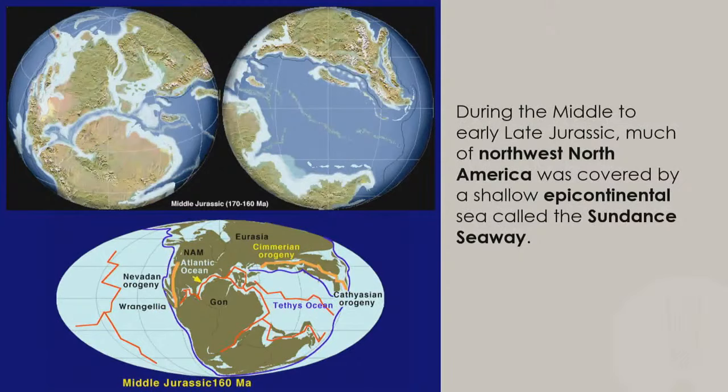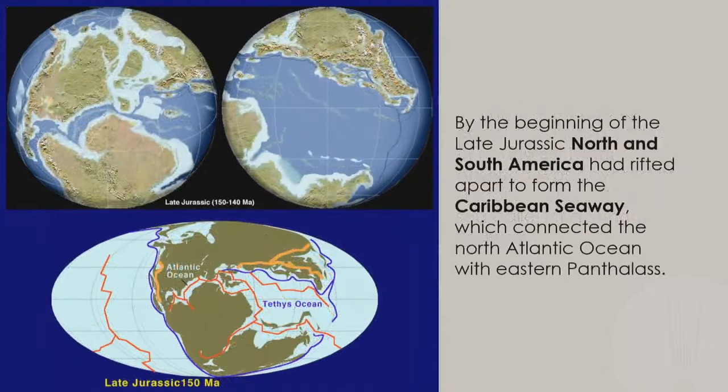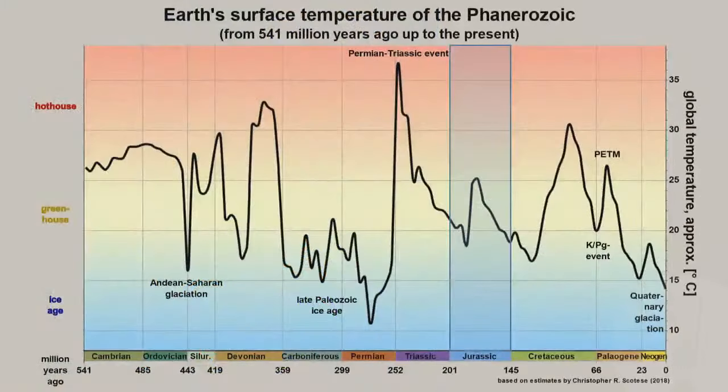During the Middle and Late Jurassic, much of Northwest North America was covered by a shallow epicontinental sea called the Sundance Seaway. So the arid continental conditions characteristic of the Triassic steadily eased during the Jurassic period. Especially at the higher latitudes, the warm, humid climates allowed lush jungles to cover much of the landscape.